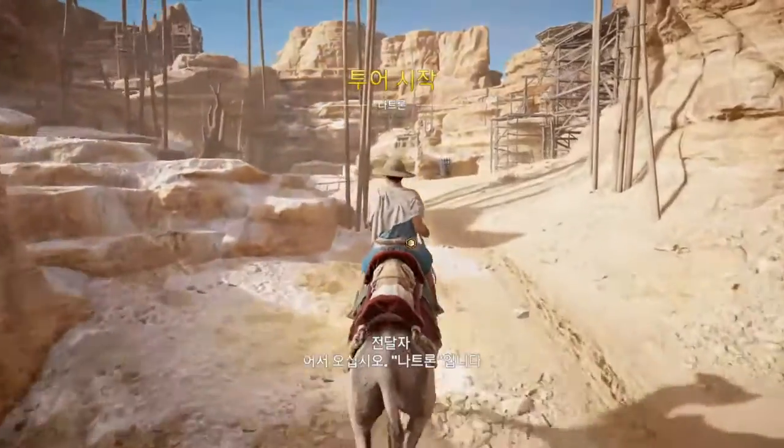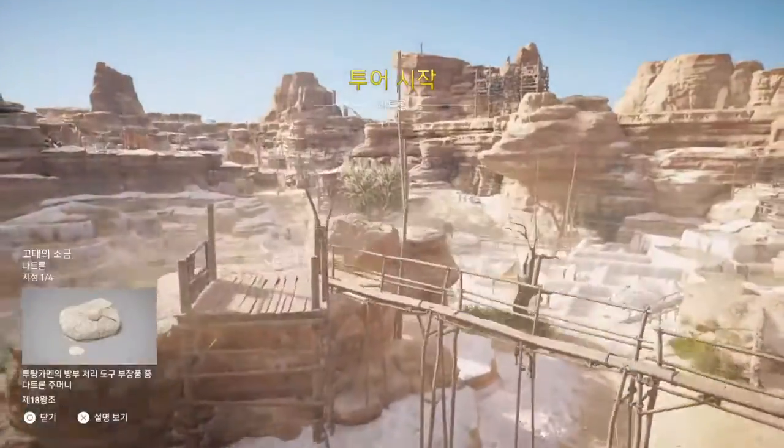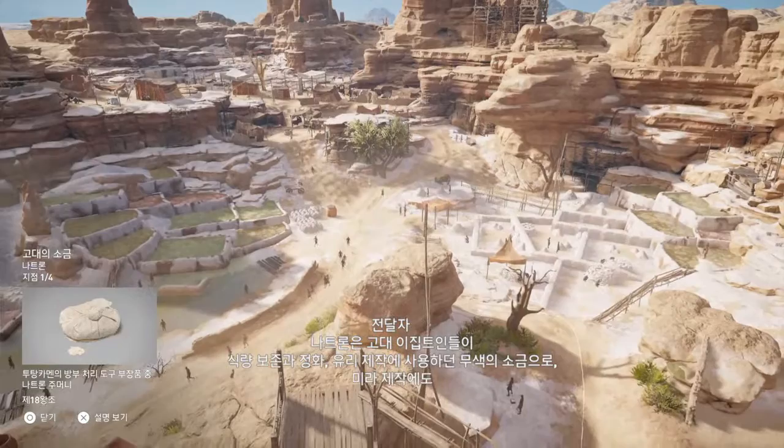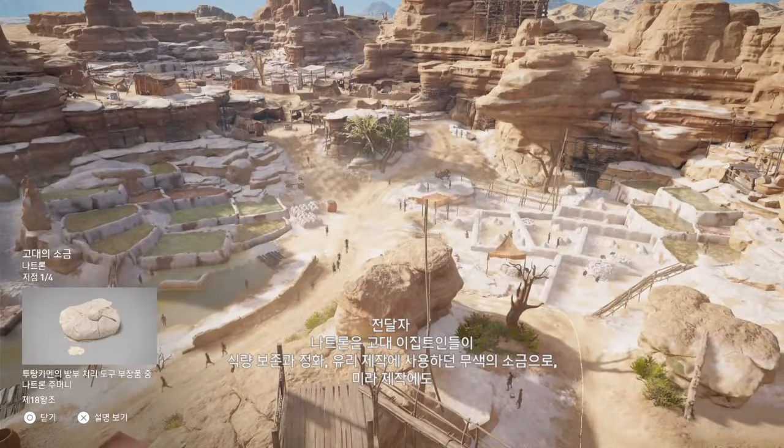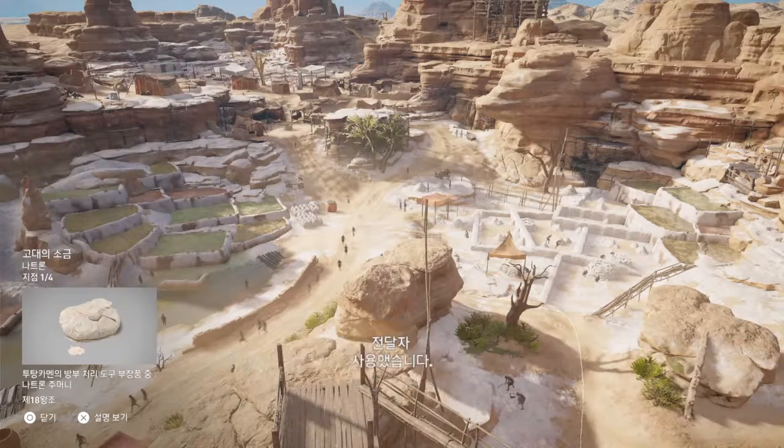Welcome to natron. Natron is a colorless salt that was used by ancient Egyptians for food preservation, cleansing products, and glassmaking. It was also used in the mummification process.